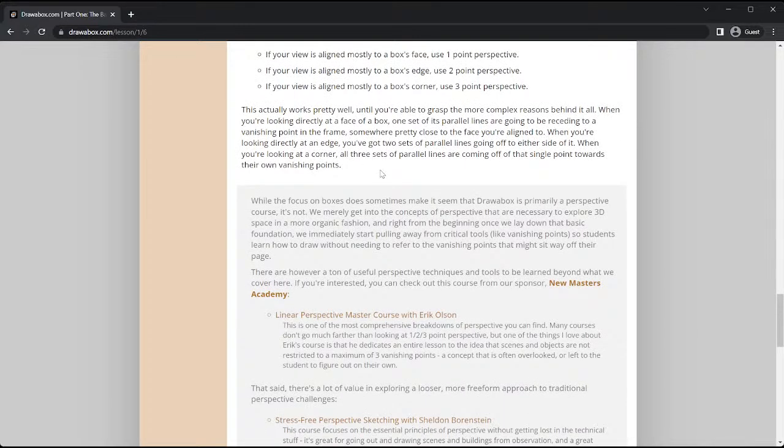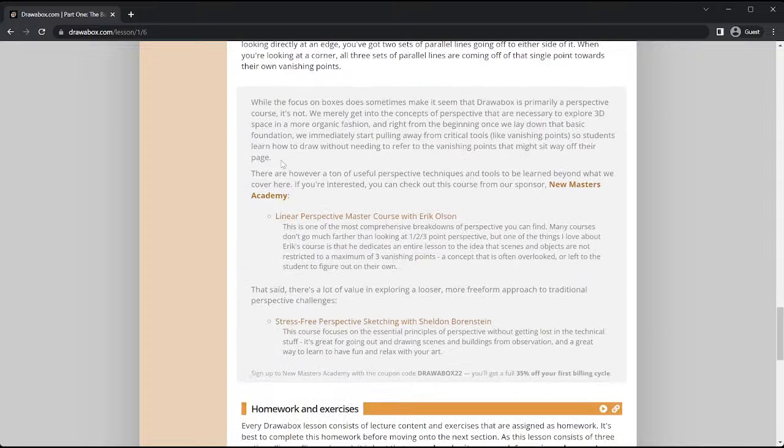When you're looking directly at the face of a box, one set of its parallel lines are going to be receding to a vanishing point in the frame, somewhere pretty close to the face you're aligned to. When you're looking directly at an edge, you're going off to either side of it. When you're looking at a corner, all 3 sets of parallel lines are going off and doing their vanishing thing.